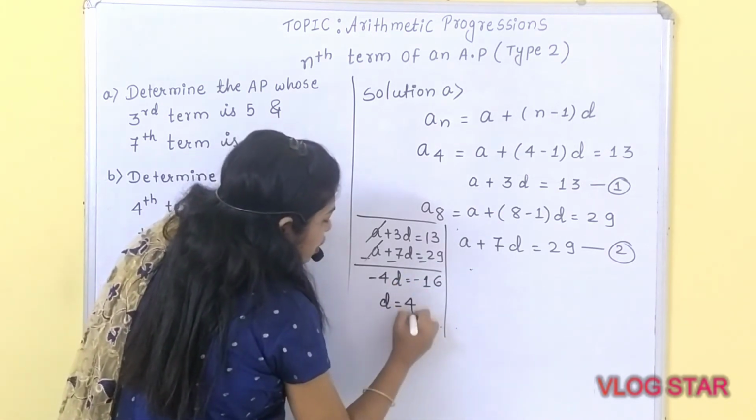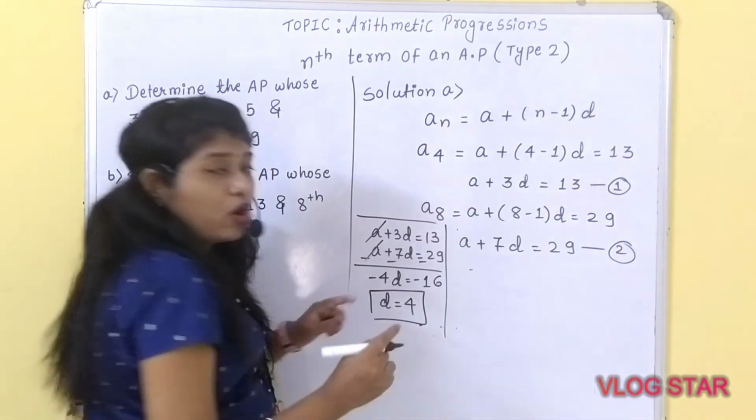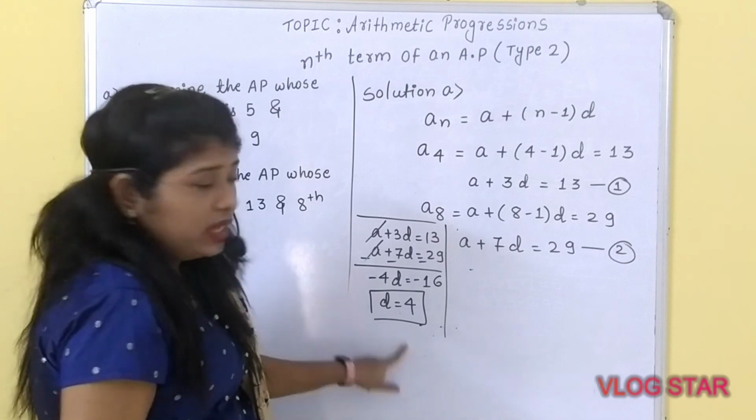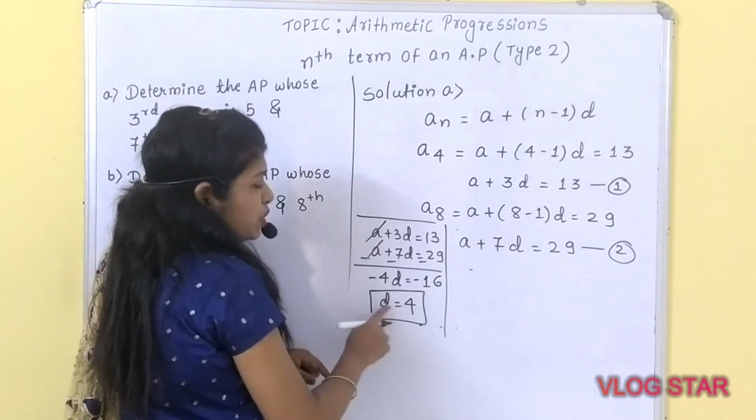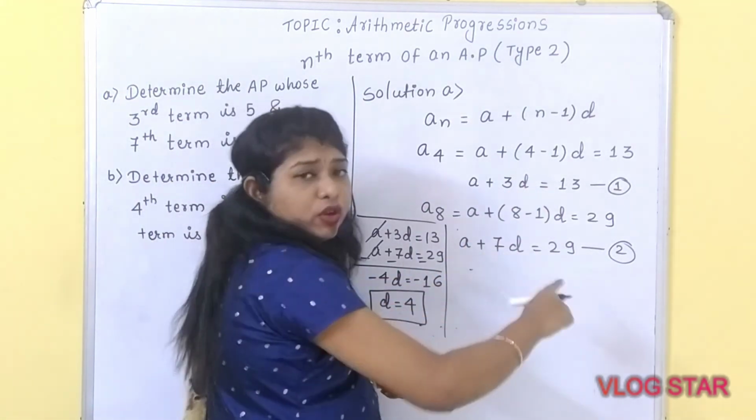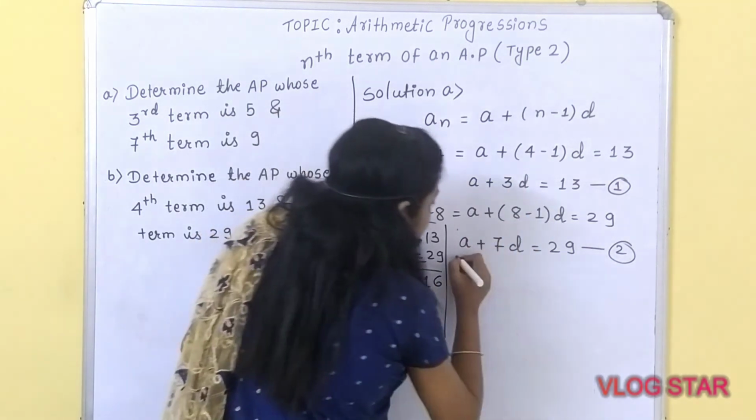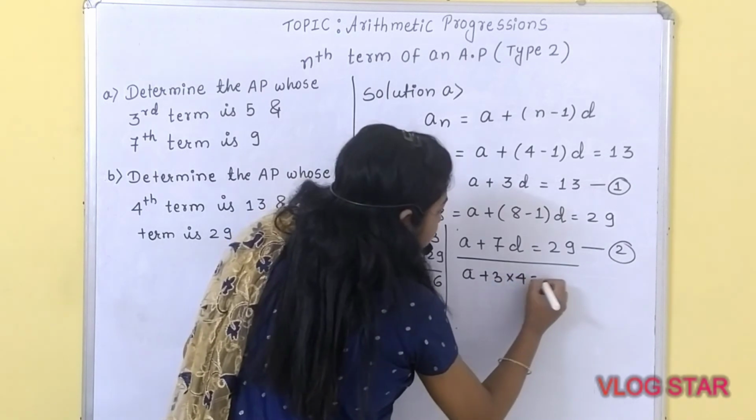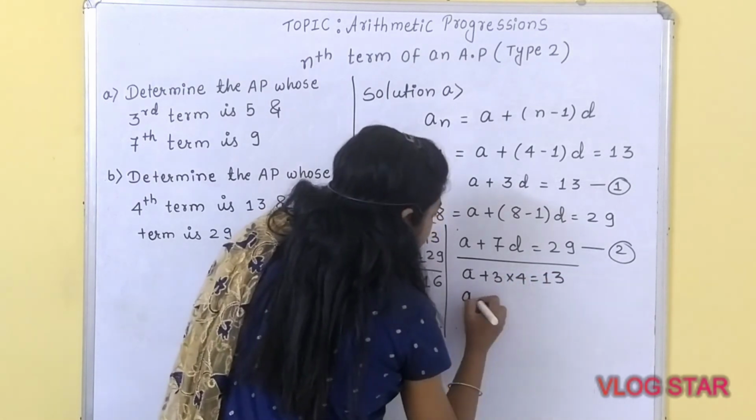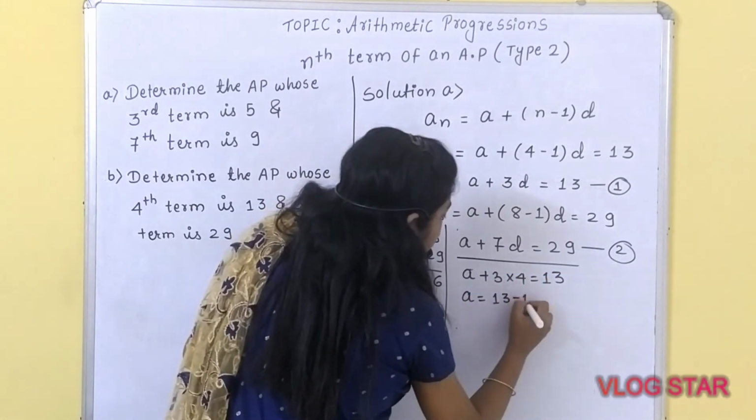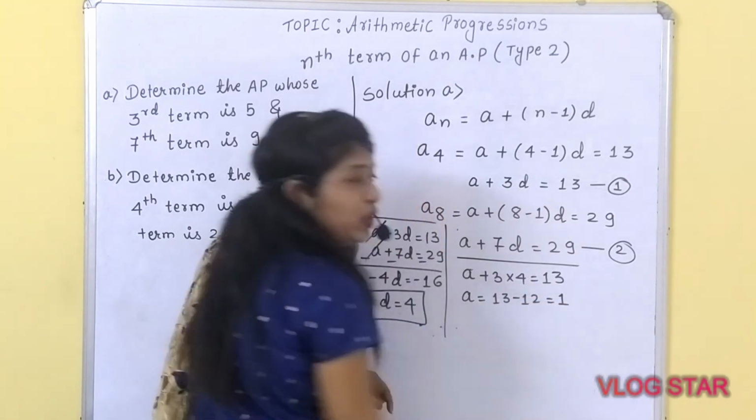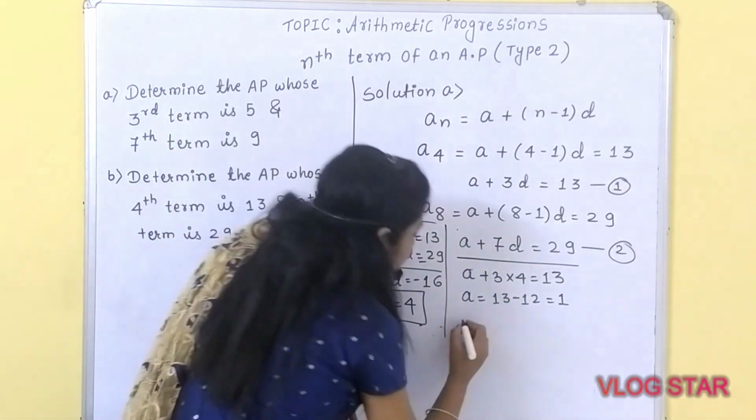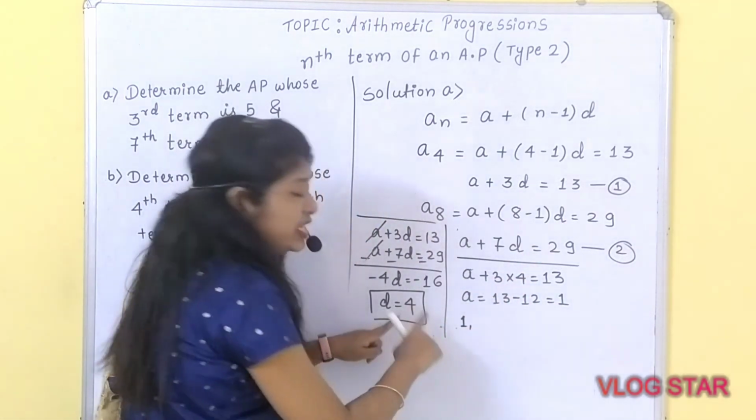So what is the value of D? The common difference between the two consecutive numbers is 4. With the help of D, you can substitute D is equal to 4 in any one of the equations, and you will get the value of A. So A plus 3 into 4 is equal to 13. A is equal to 13 minus 12, which is equal to 1. So the first term in the AP starts with 1 and the difference is 4.